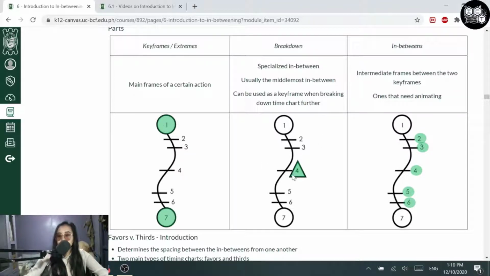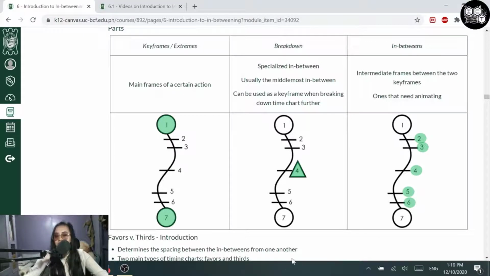We also have a breakdown. Your breakdown is a specialized in-between. This can be dictated either by the keyframe artist or by the in-betweener themselves. This is usually the middlemost in-between, and it's used for you to further break down the keyframe. So you can then turn this timing chart into 2 separate keyframes. So you have from 1 to 4, and then from 4 to 7.